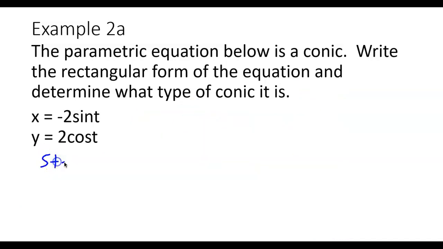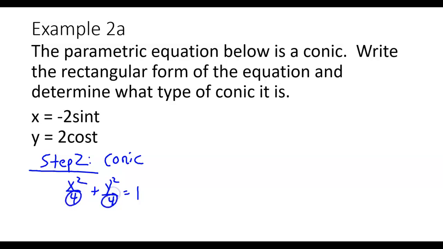Step two is to decide what kind of conic that is. So we have x squared over 4 plus y squared over 4 equals 1. Now, notice that both variables are being squared, so it's not a parabola. Notice that both variables are positive, so it's not a hyperbola. So that means it's either a circle or an ellipse. Now, since both of these numbers here are the same, that means that this is a circle.